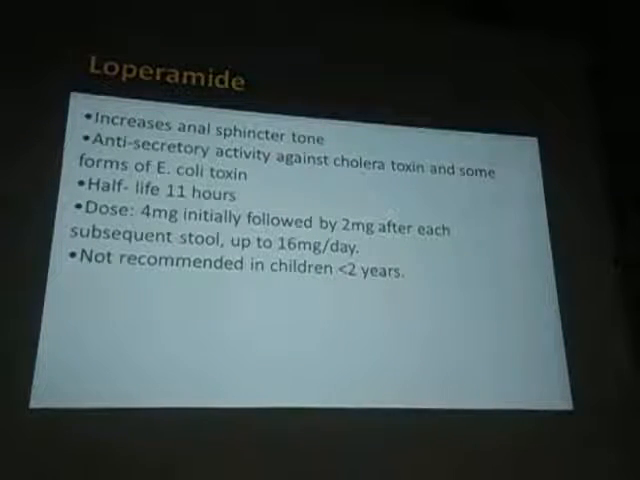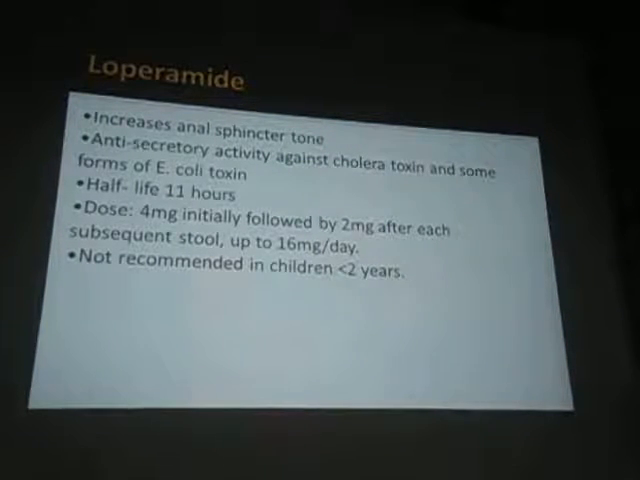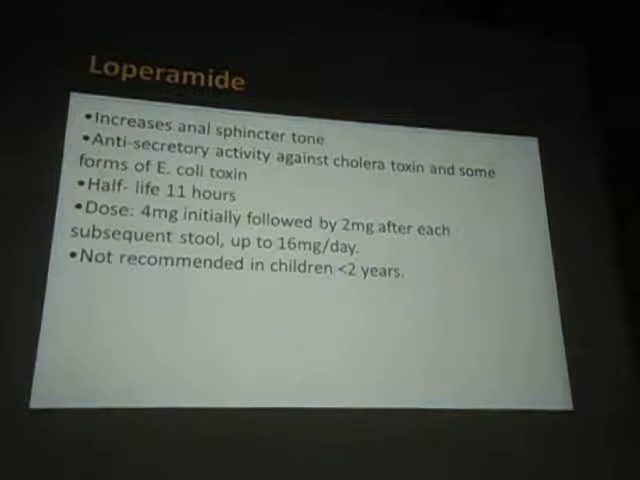4 milligrams is given initially, that means usually the tablet or capsule will be of 2 milligram dosage, 2 tablets on the first day, then go for 2 milligrams up to 6 milligrams. And as this drug can directly act on the sphincters, it is avoided in children below 2 years. Okay, better to avoid it below 5 years.